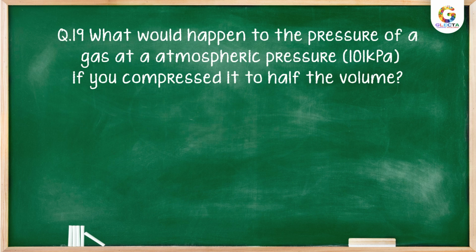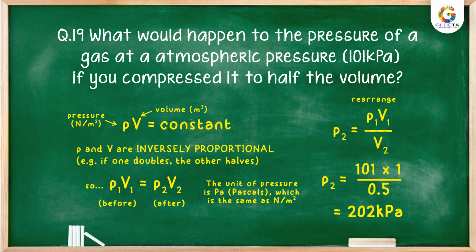Question 19. Just for triple, the gas law for GCSE anyway is this. PV equals a constant for a container of gas if the temperature stays constant. Atmospheric gas pressure is 101 kilopascals. What would the new pressure be if you took some of this gas and compressed it to half the volume? The pressure would double to 202 kilopascals. This is because pressure and volume are inversely proportional.